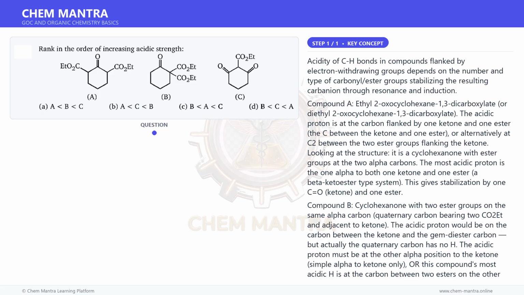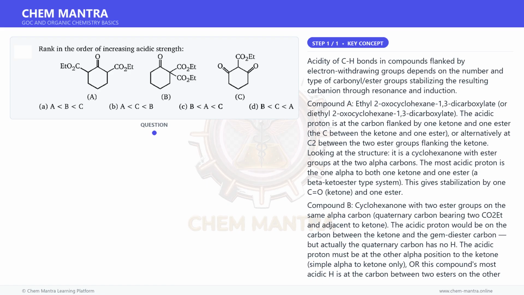Acidity of C-H bonds in compounds flanked by electron withdrawing groups depends on the number and type of carbonyl or ester groups stabilizing the resulting carbanion through resonance and induction. Compound A, diethyl 2-oxocyclohexane-1,3-dicarboxylate.